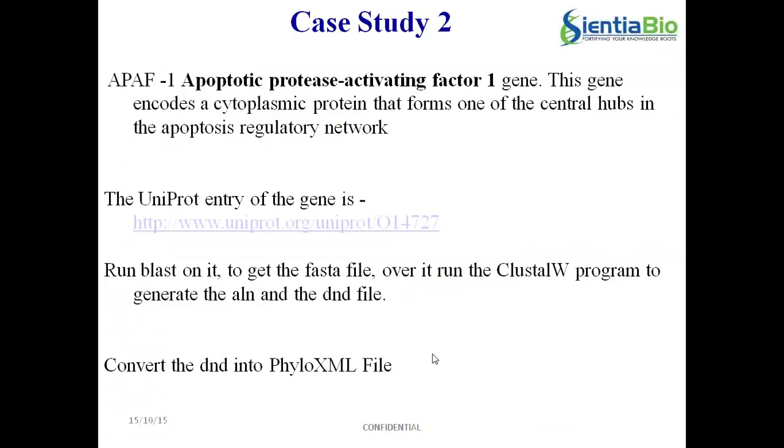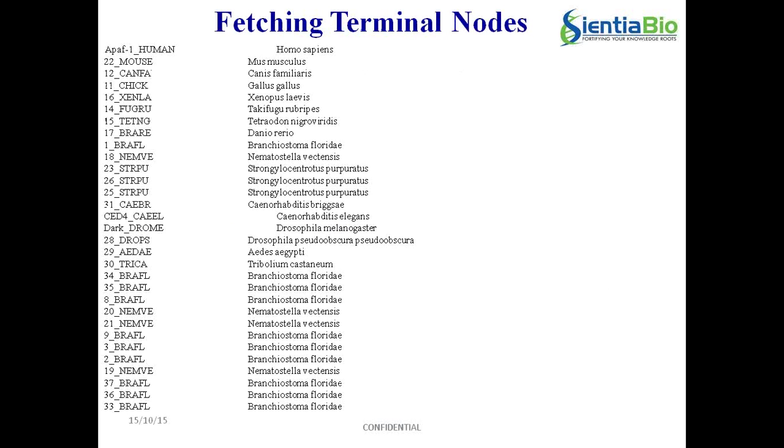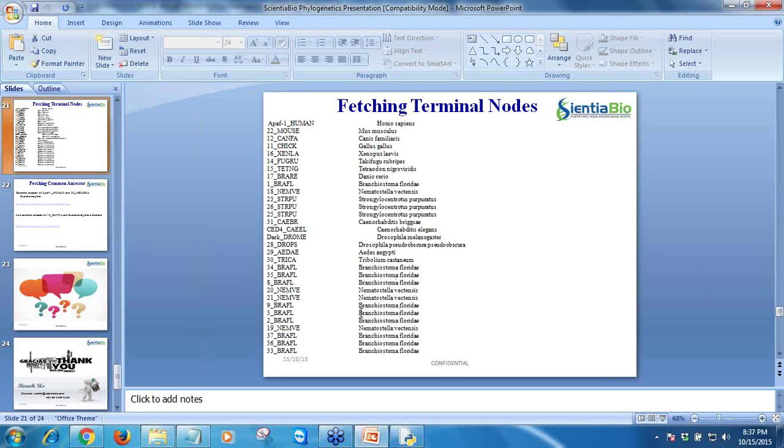Once you have that available, we do the same process we have done before. We first get the FASTA file after running a BLAST on this gene. Then we run the ClustalW program to get a DND file. Using the DND file, we get our PhyloXML file by using the convert method available in Phylo. Now I'm going to showcase the processing of information from this PhyloXML file.